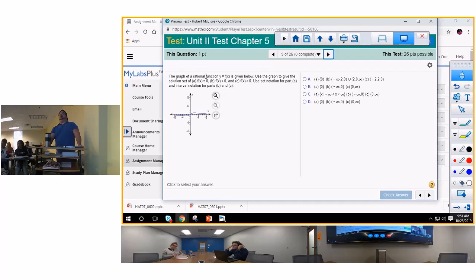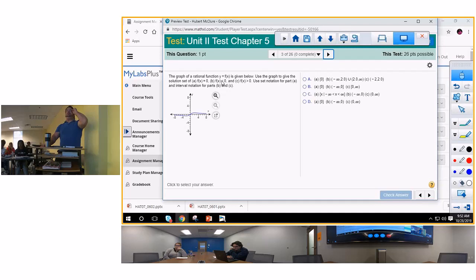Okay, we did this one in class. The graph of the rational function is given below. Use the graph to give... We just did that one. What's happening at the x-axis? It's crossing at what? 0. That's it, because it's converging. It only crosses at 0. So that's going to be A, B, or D. You're going to mark out C because C ain't going to cut it.